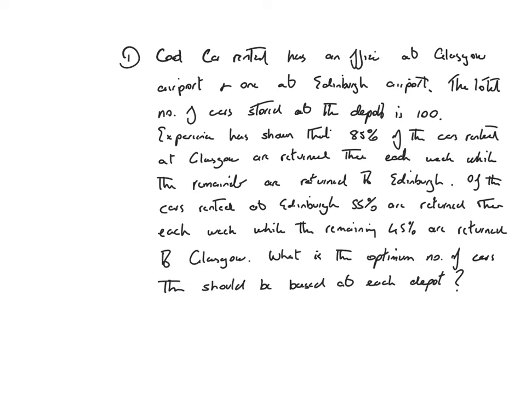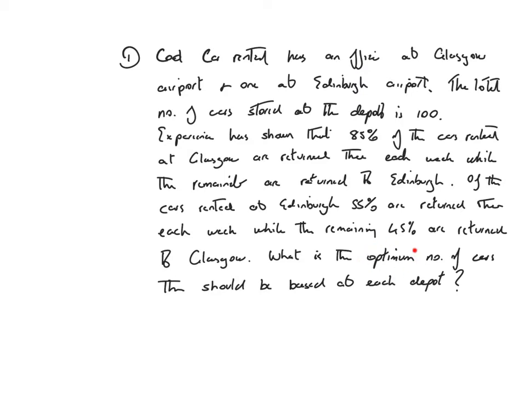It says Cool Car Rental has an office at Glasgow Airport and one at Edinburgh Airport. The total number of cars that are stored at both depots is 100. Okay, so that's the total number of cars. Experience has shown that 85% of the cars rented at Glasgow are returned to Glasgow, while the remainder are returned to Edinburgh. Of the cars rented at Edinburgh, 55% are returned there, while the remaining 45% go back to Glasgow Airport. What is the optimum number of cars based at each airport?